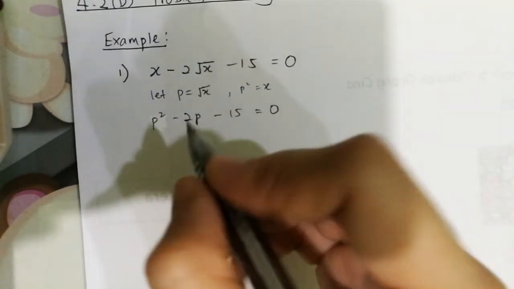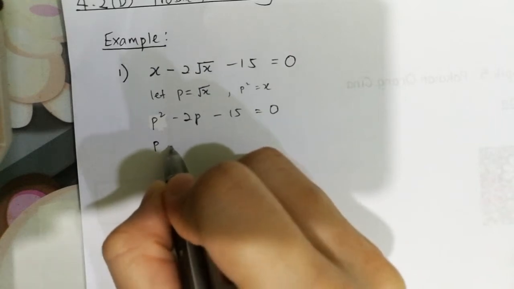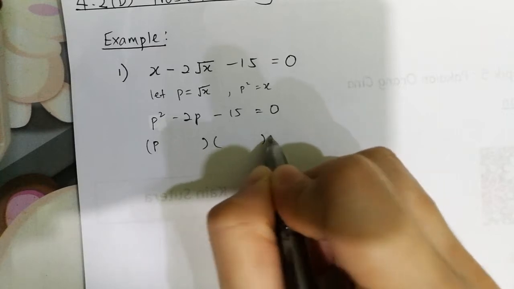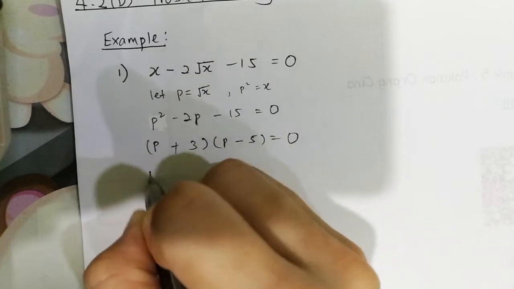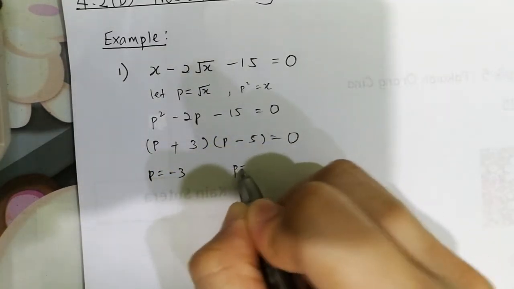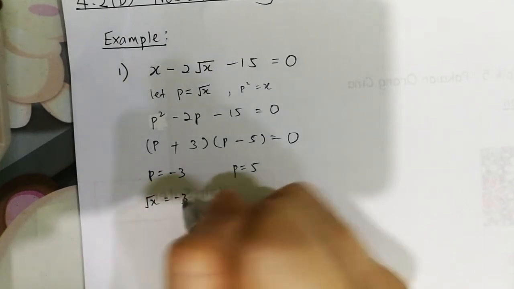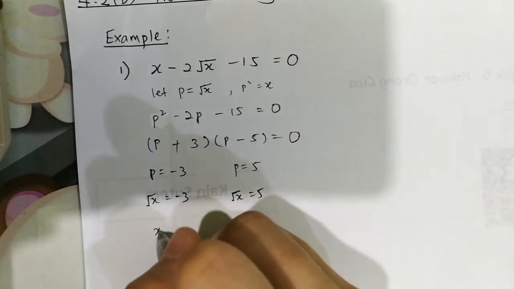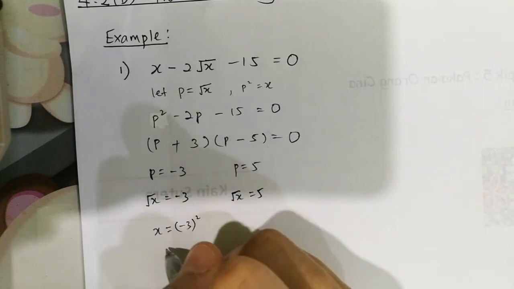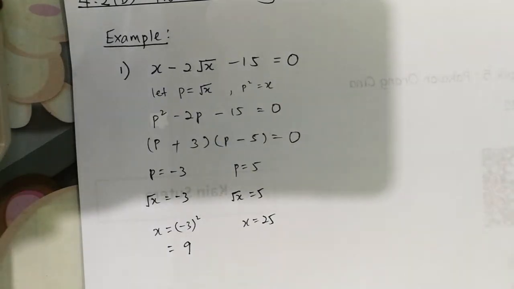So this is a normal quadratic. So factorize: 5, 3, minus, plus. So p equals to -3, p equals to 5. So p is actually root x equals to -3, root x equals to 5. So x equals to -3 to the power 2, 9. x equals to 25. Okay, so you have two answers for your x.